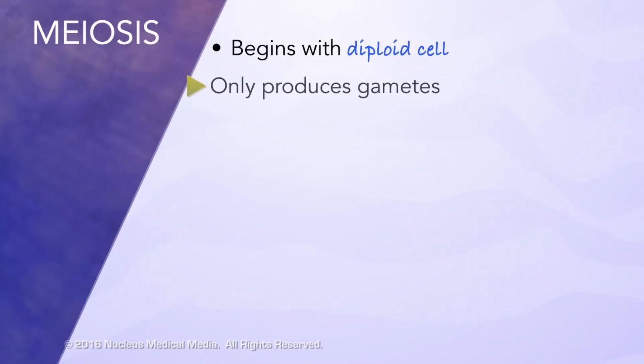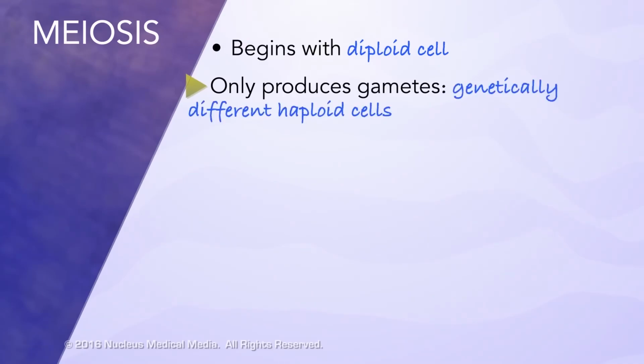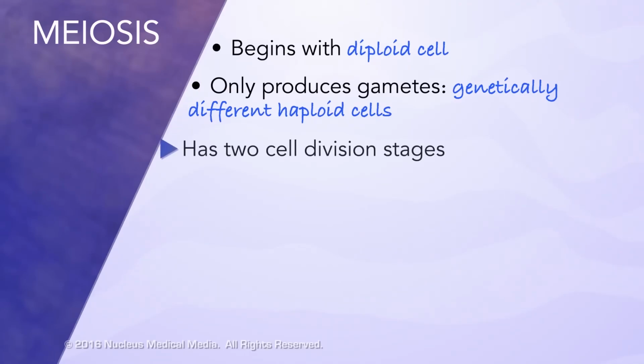Some key points to remember about meiosis. It begins with a diploid cell. Meiosis only produces gametes. Gametes are genetically different haploid cells, sperm cells in males and eggs in females. Meiosis has two stages of cell division called Meiosis I and Meiosis II.